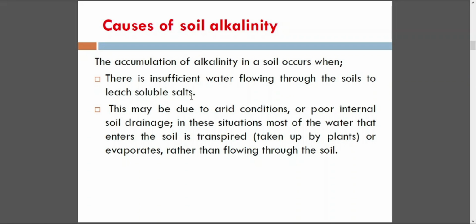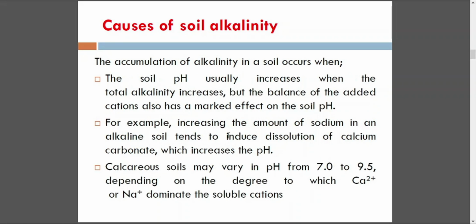The alkalinity of a given soil can also be accumulated because there is lack of balance in the added cations. Okay, so for example, if we have addition of a large amount of sodium in an alkaline soil, there will be a tendency of inducing dissolution of calcium carbonate, which will end up increasing the soil pH.